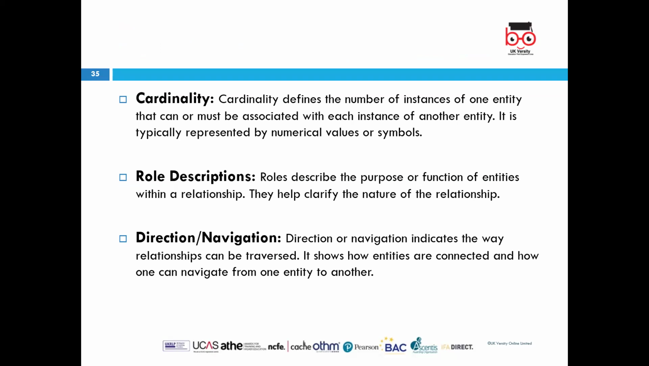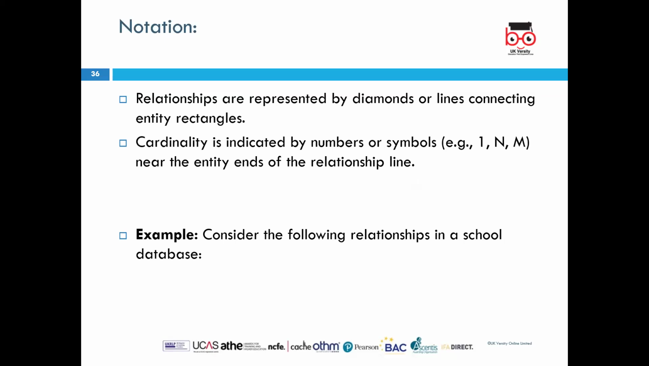By cardinality, we're now going to define the number of instances of our entity that can be associated with each instance of another entity. Notation is basically going to look into the relationships that are represented by diamonds or lines connecting each entity rectangle.